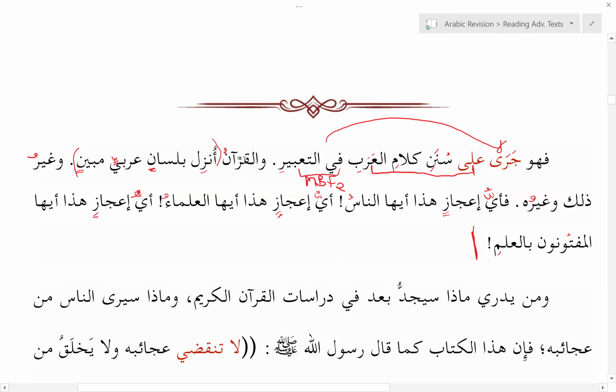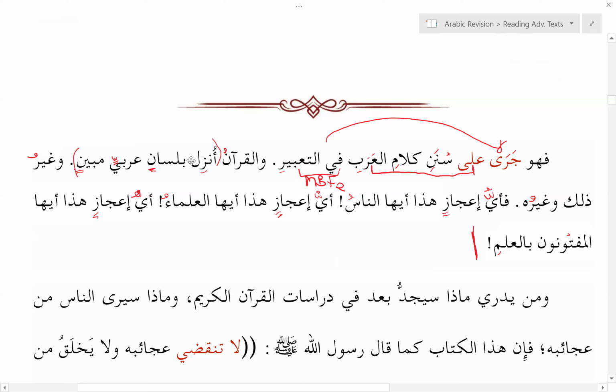Okay. Then والقرآن, here is the مبتدا, and whatever comes after it is the خبر. And then inside that خبر, أنزل, this is a فعل مجهول. And then بلسان عربي مبين is a متعلق بالفعل.